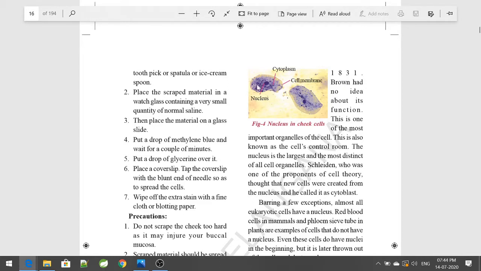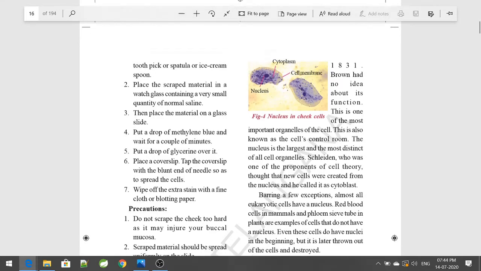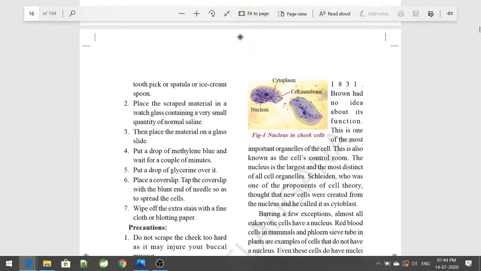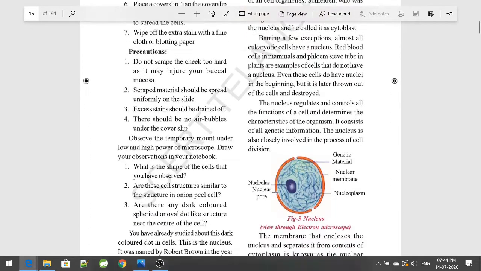So what will you observe? You will observe this type of structure under the microscope. You will not observe this type of structure under a normal or simple microscope or a compound microscope. You have to use an electron microscope. Then only can you see the nucleus, cytoplasm and a cell membrane. Keep that also in mind.